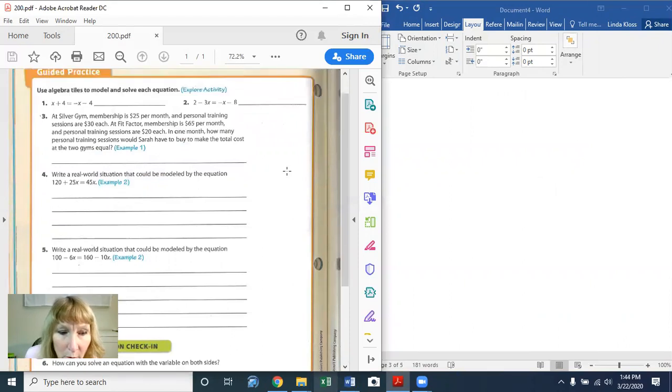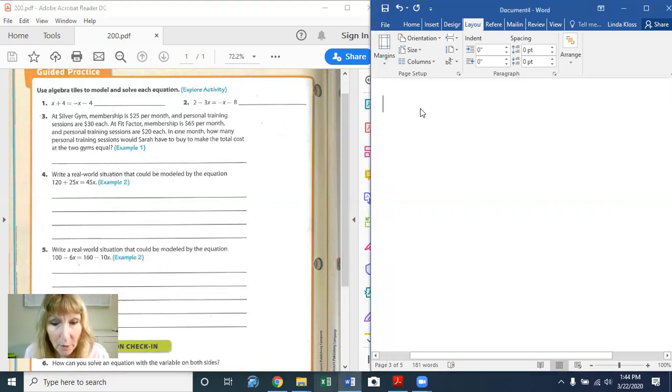Question number 1 and 2 is telling you to use algebra tiles. Feel free to look at that if you want. That's on page 197. I feel it's confusing and I'm not going to use it, but if it's something that helps you and you want to take a look at that, feel free to do that. I'm just going to use good old algebra to solve questions 1 and number 2.